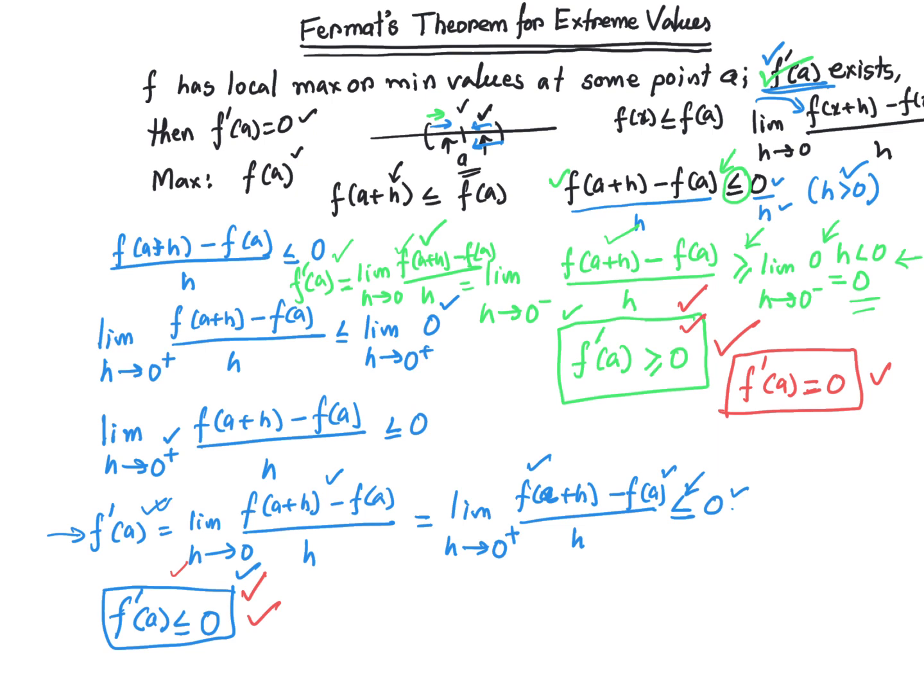And similarly, with a similar argument, you can show that the derivative at a local minimum is also 0. So we showed the derivative at a local maximum is 0, and using a similar argument we can show that the derivative at a local minimum is 0 as well.